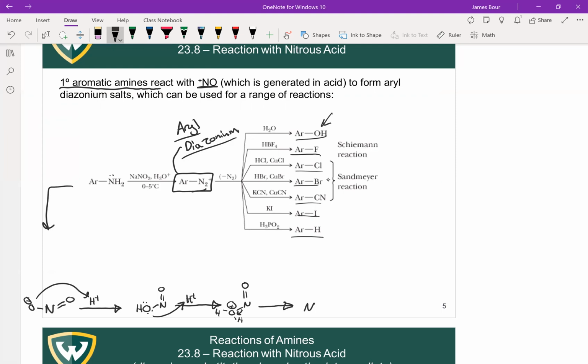And this gets us to our NO cation. Okay, and again, electrophilic at nitrogen. All right, so if we take our NO, we get to AR, which just means aromatic, so something like phenyl. Something like this, a cation like this.